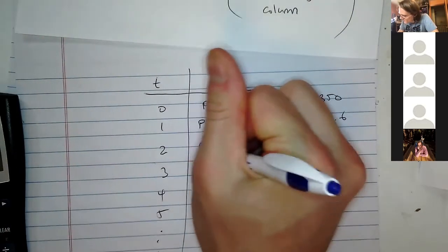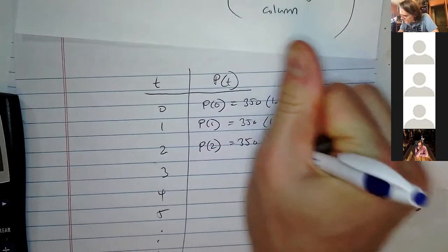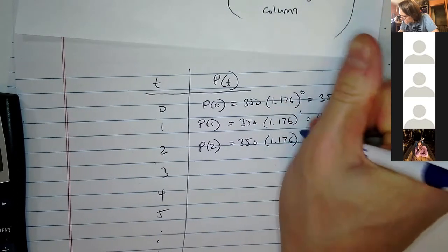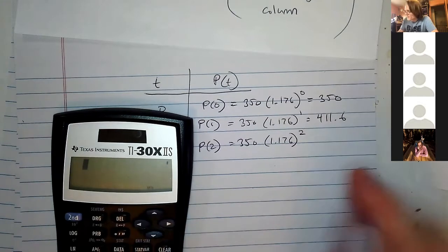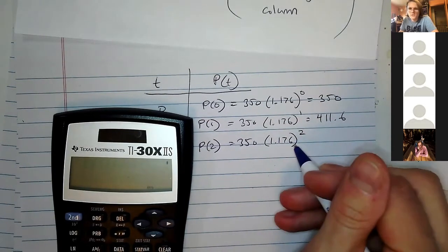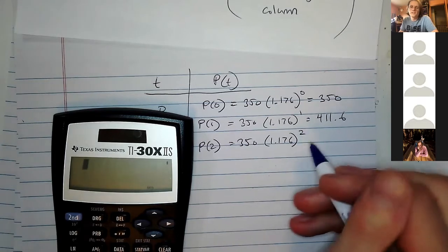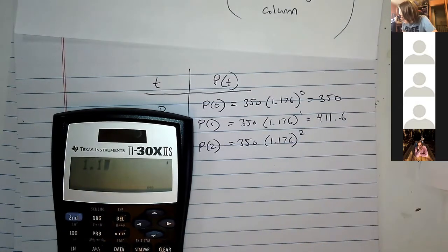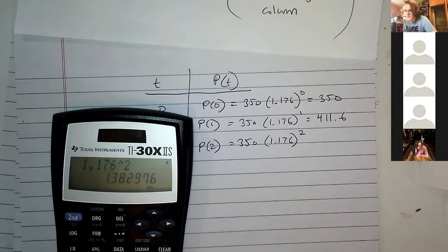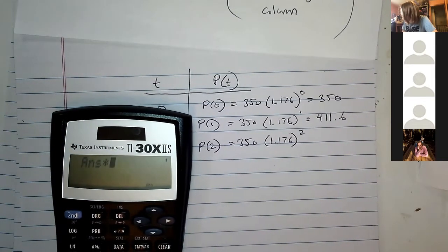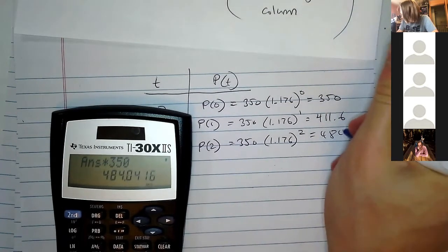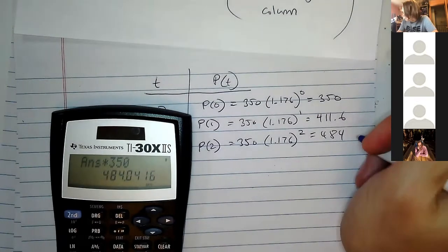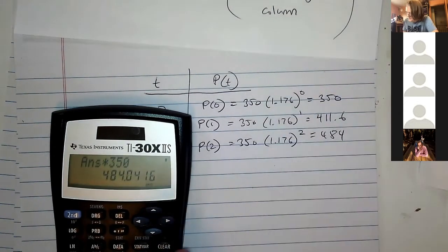So P of 2 is 350 times 1.176 to the 2. And on a scientific calculator, I like to do the exponentiation part first. So 1.176 and then caret 2. I get some number, and then I'll multiply that times 350 to get 484. And again, you can round whatever you like. This one rounds to 0, so I'll leave it off. Now let's do one more.